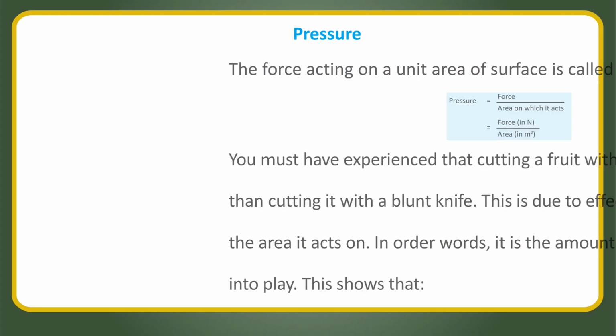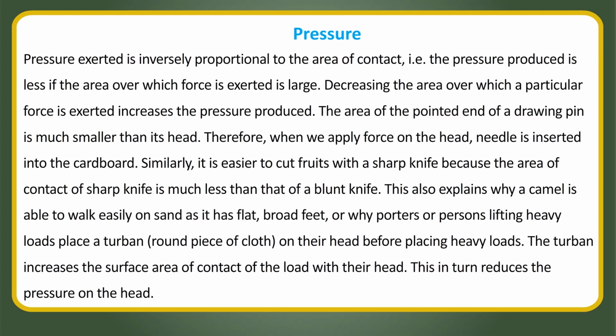This shows that pressure exerted is inversely proportional to the area of contact, i.e. the pressure produced is less if the area over which force is exerted is large. Decreasing the area over which a particular force is exerted increases the pressure produced. The area of the pointed end of a drawing pin is much smaller than its head. Therefore, when we apply force on the head, the needle is inserted into the cardboard.